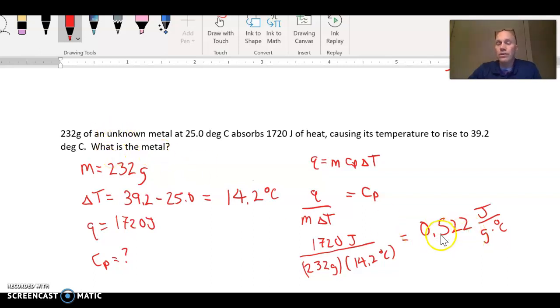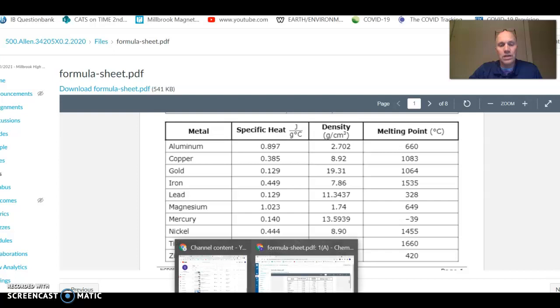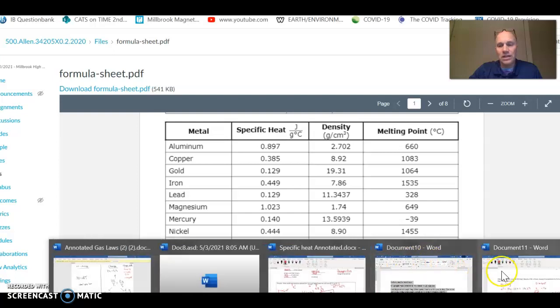But notice what it says: what is the metal? So what we're going to do to figure that out is compare the specific heat of that unknown material to this list and see if we can find it. Even though it's not exact, the one that it's by far closest to is this one right here. So that means our material is titanium.